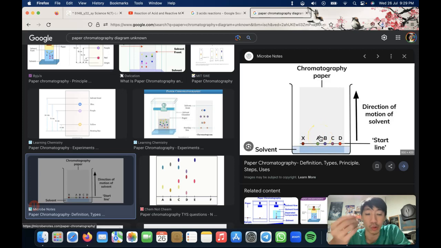Okay, so inks, you see the colors, it's not just one color. For example, black is actually a mixture of different colors. For example, green is actually a mixture of other colors. So you can actually separate them using chromatography.